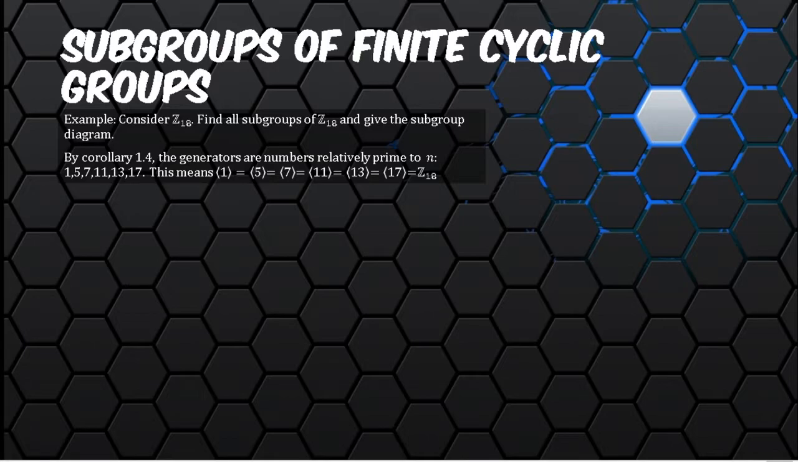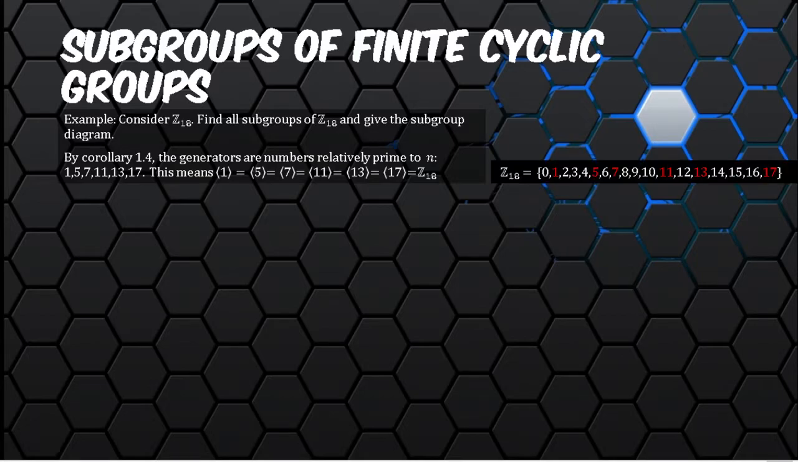Alright, so since this is addition modulo n, we can start with corollary 1.4. Alam natin kung paano i-compute yung generators. The generators are, with respect to 18, numbers that are relatively prime to it: 1, 5, 7, 11, 17, and 13. This means the subgroups generated by these numbers are exactly the same as Z18. Ano yung laman ng Z18? This is the set containing numbers 0 until 17.